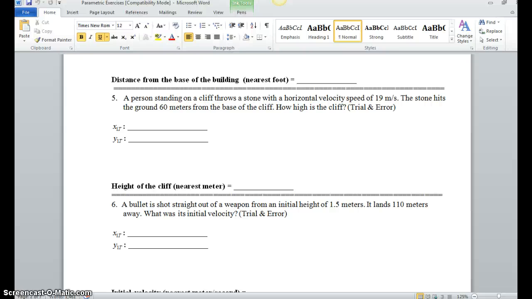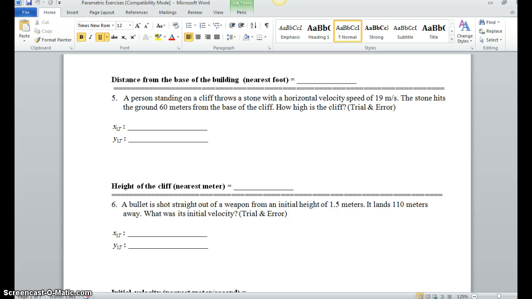So the next problem I want to do is number 5, and the reason I want to choose 5 is, first of all, if you read the directions here, it just says trial and error at the end. So what's happening is we're being given the initial velocity, just like we've been given before, but now we're being told how far from the cliff, in this case, how far from the initial point the object hits the ground.